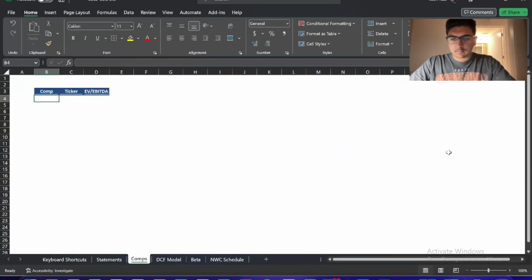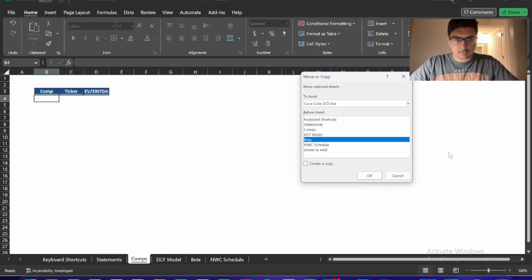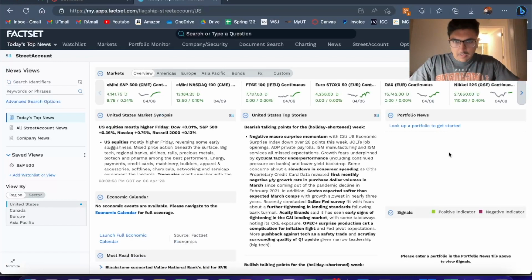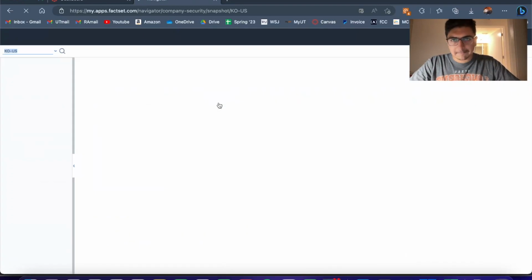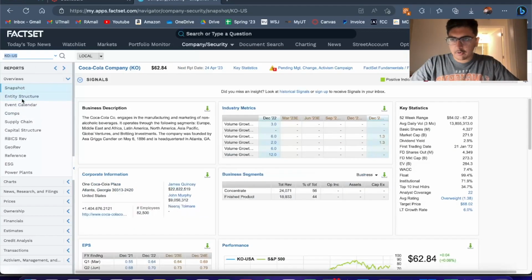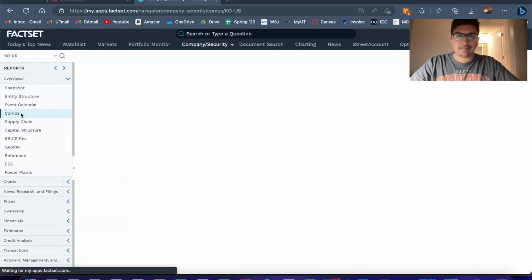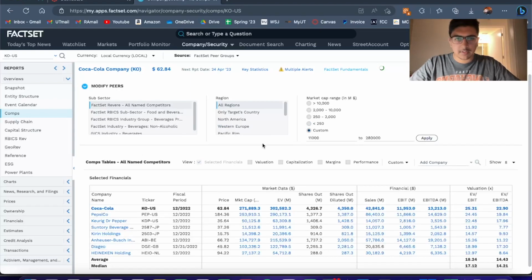Luckily, I'm going to move this over to the beta. So luckily, FactSet does it for you. If you're on FactSet, go to Coca-Cola, go to snapshot, and here in overviews, you can go to comps. And this is really nice. FactSet will automatically generate comparable companies to your target company, right? So Coca-Cola is our target.